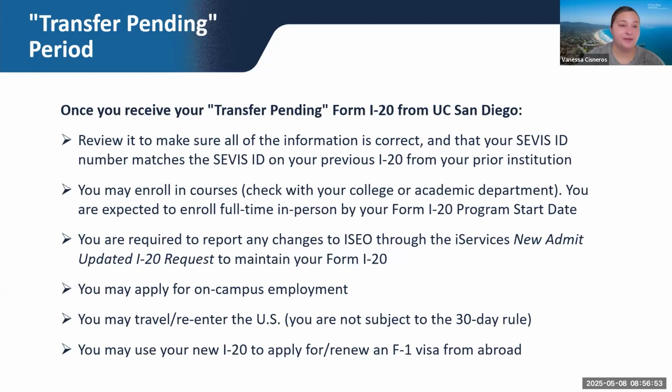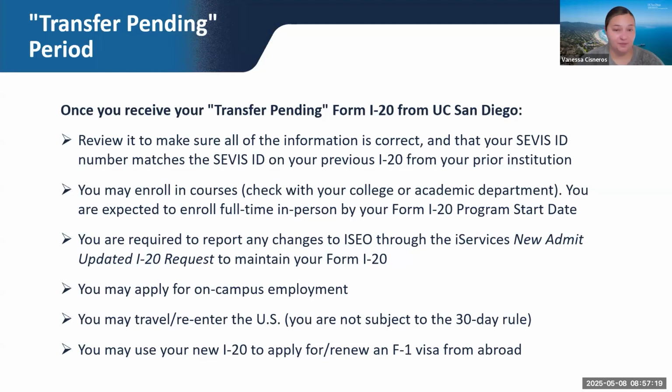Once you receive your transfer pending Form I-20 from UC San Diego, please review it to ensure all of the information is correct and that your SEVIS ID number matches the SEVIS ID on your previous I-20 form from your previous institution. We will also email these instructions to you, and they are available at inewdegreestudent.ucsd.edu. Be sure to review that information on that I-20. It is your responsibility.